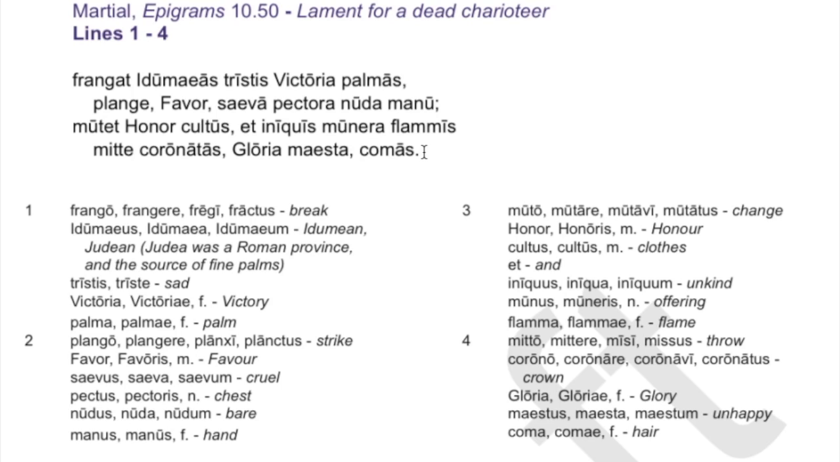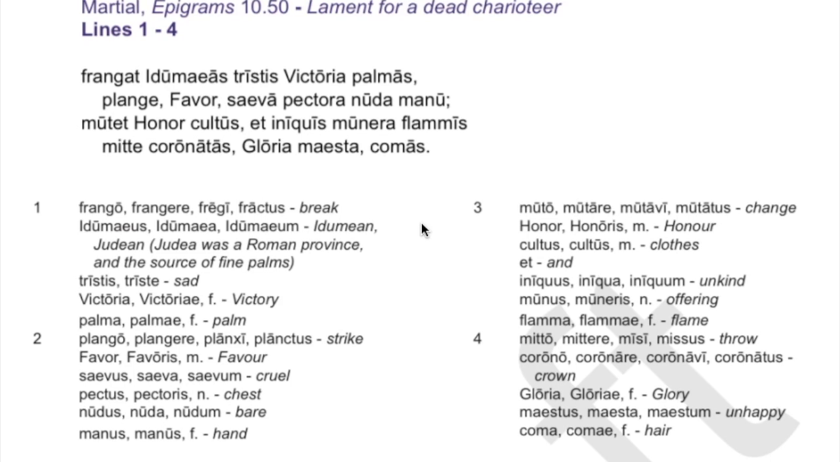The one you read by Catullus, Odi et Amo, some years ago, that was an example of an epigram, a 2-line love poem, which has lasted for a very long time. This one's a lament for a dead charioteer, as you can see, and we're going to cover the first 4 lines in this video. Right, here we are again in the poem.